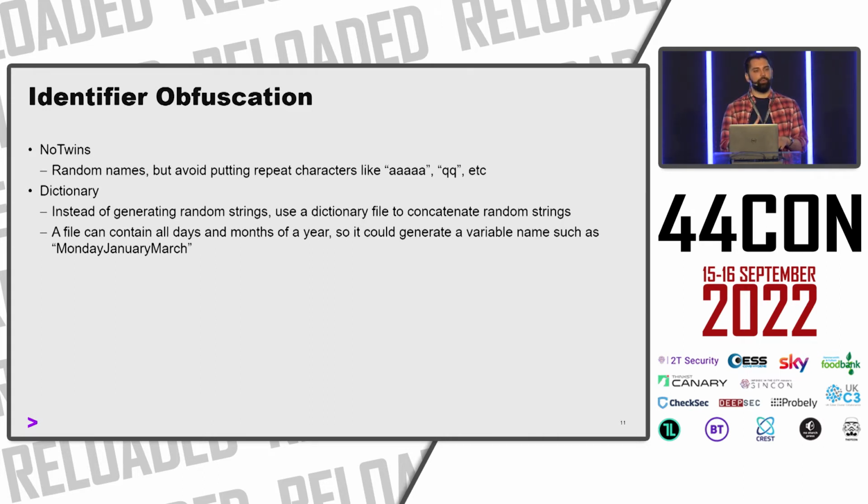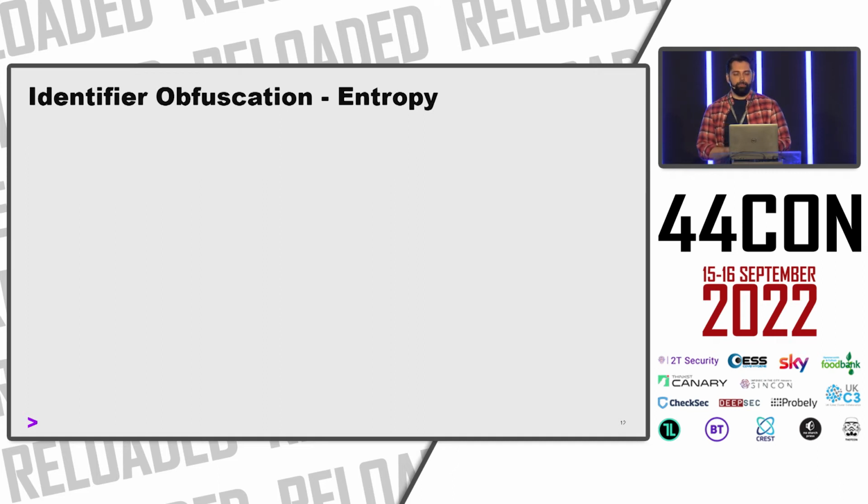The first one is the no twins, which is practically the same thing as the random names we discussed before, but you will never have two consecutive identical characters one after the other. The next one is a dictionary one, which you give a list of words, and it will create combinations of those words. Instead of using a character set, each word is going to be a character. So if it creates the string Monday, January, March, that can be your new namespace, for example. The main problem with all these methods is entropy.